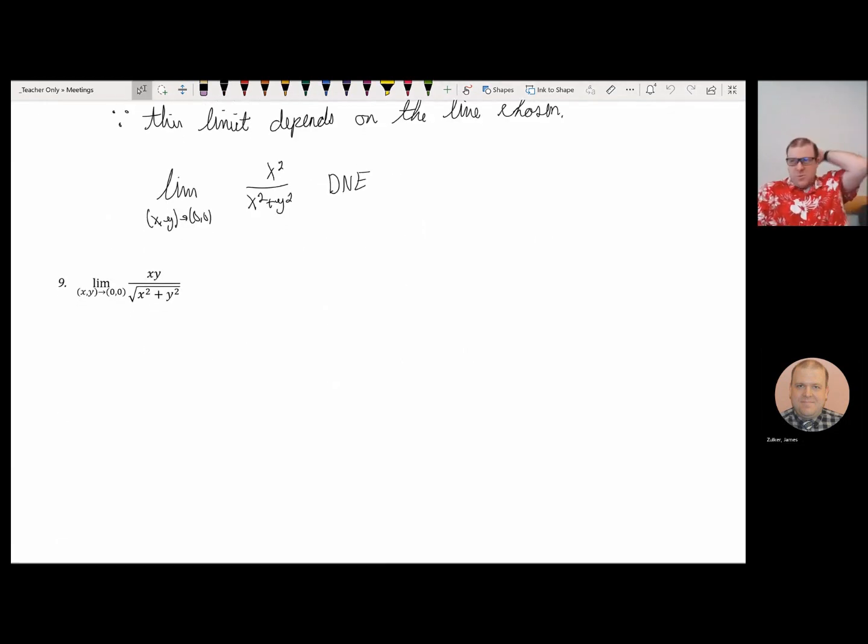And what about the limit as we approach the origin of xy over the square root of x squared plus y squared? Again, at the origin, this function is not continuous. You can't just plug in a value. In fact, if you plug in the origin, you again get 0, 0.